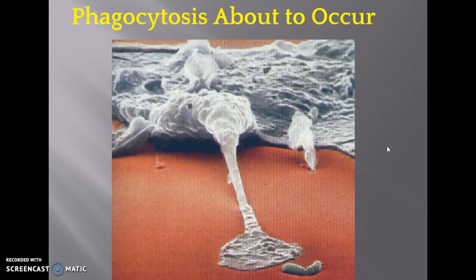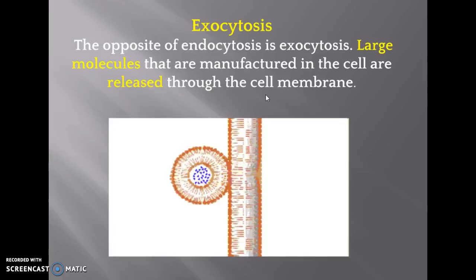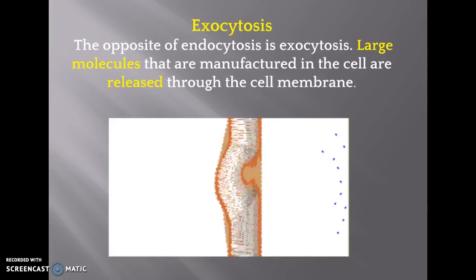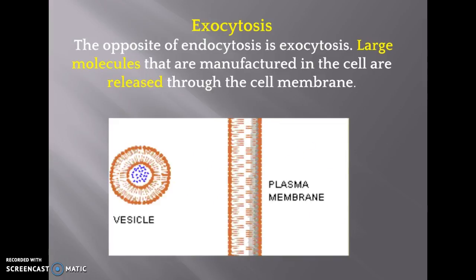Here's an example or a picture. I think it's a really cool picture. Here's an amoeba. It's extending out part of its cell membrane, and here's a bacteria, and that cell membrane is going to engulf that bacteria, bring it inside of the amoeba, and then the amoeba is going to use that as food. Now, that's how we bring things into the cell with ATP.